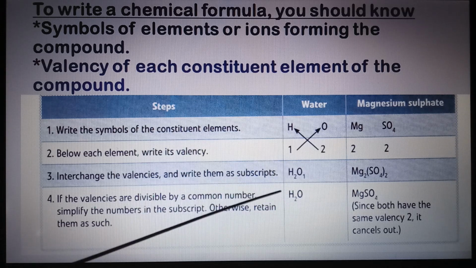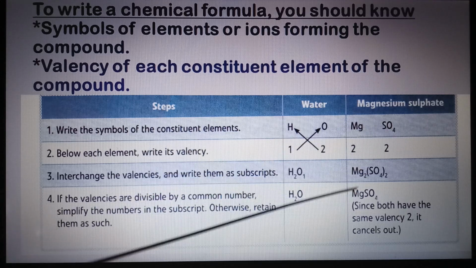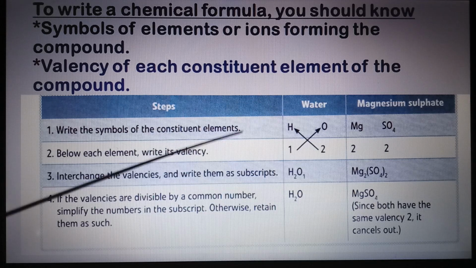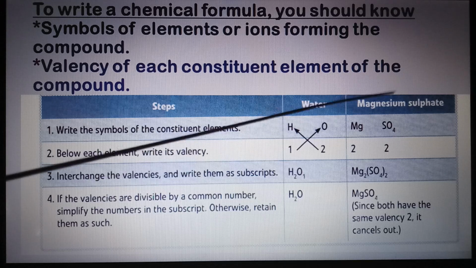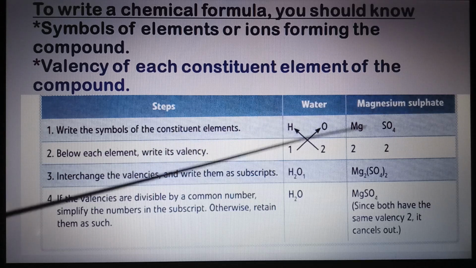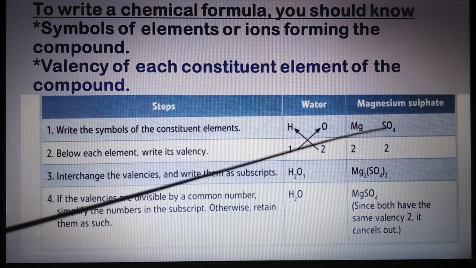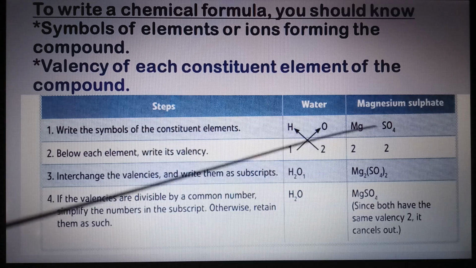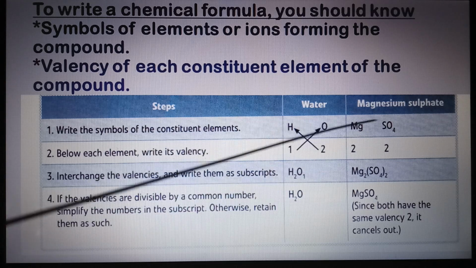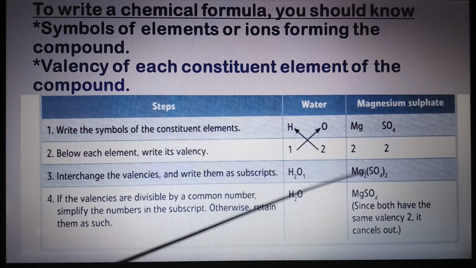If both have the same valency, like magnesium and sulfate, then it gets cancelled and they simply combine one to one. Let us again understand magnesium sulfate. Write the symbols of the constituent elements or radicals: magnesium is Mg, capital M small g, and sulfate is SO4 from the previous slide, and 2 is the valency. Now by the crisscross method, interchange the valencies and write them as subscripts.